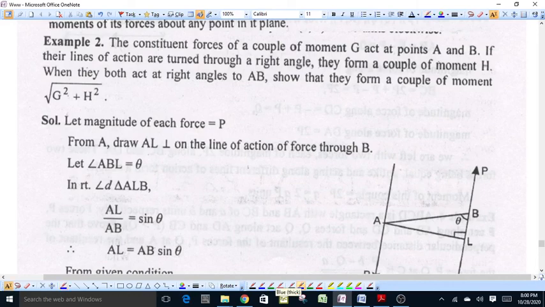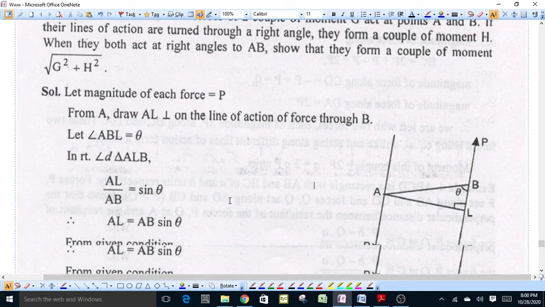Dear students, welcome again. In the previous video, we have studied the moment of a couple. We tried to understand the concept of moment of a couple. Now, in this video, we will try to understand this concept by taking some examples.